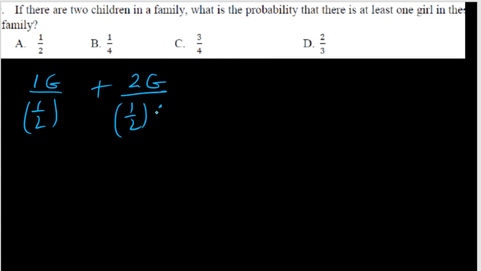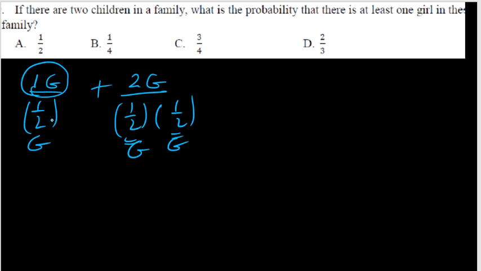Next one: if there are 2 children in a family, what is the probability that there is at least one girl in the family? At least one means there might be one girl and one boy, or 2 girls. So for the one girl case, we have just half chance, plus the other probability of 2 girls. Being a girl or a boy is always half chance. Since it says at least one girl, we have to consider 2 girls also. At least one means 1 and above, like greater than or equal to 1.